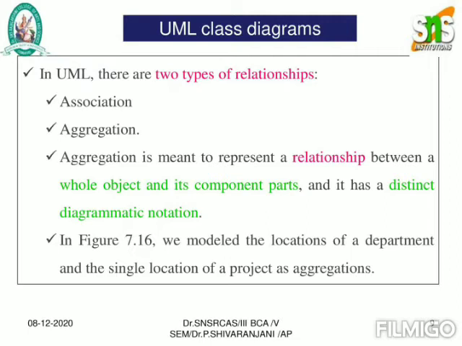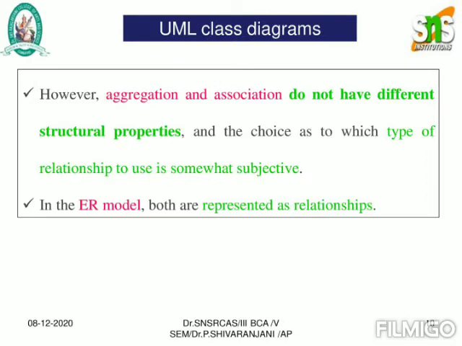In UML, there are two types of relationship: association and aggregation. Aggregation represents a relationship between the whole object and its component parts, and it has a distinct diagrammatic notation. In the figure, you can model the location of the department and the single location of the project as an aggregation. However, aggregation and association do not have any different structural property, and the choice of which type of relationship to use is somewhat subjective. In the ER model, both are represented as a relationship.